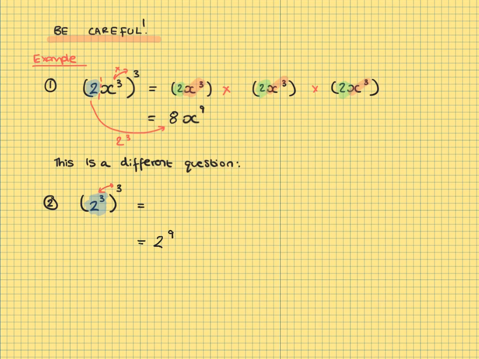If you want to write out in full, you have 2 cubed multiplied by 2 cubed multiplied by 2 cubed. And you can add your 3 indices here. 3 plus 3 plus 3 is 9, and you get 2 to the power of 9. I've seen people get very confused between the two questions and try to write incorrect answers like 8 to the power of 9, which isn't correct.